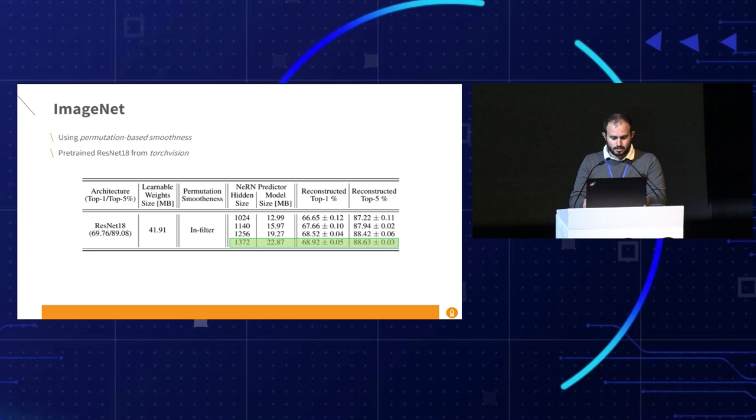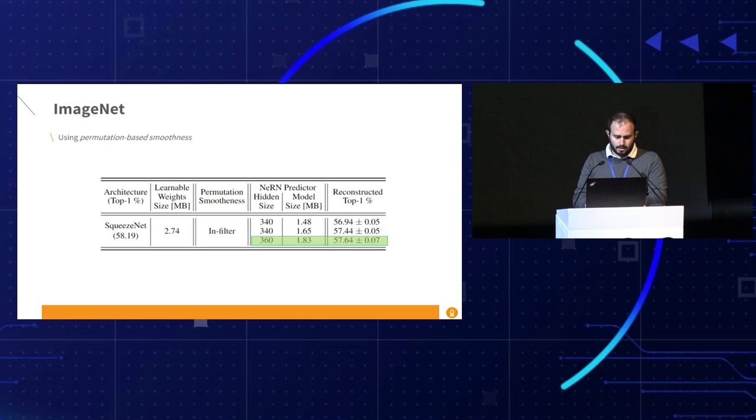Here we can see that NeRN is of roughly 50% the size of the original network and is able to reconstruct the original network quite well, with only a 0.8% drop in top 1 accuracy and an even lower drop on top 5 accuracy. We additionally experimented with reconstructing a relatively compact network.